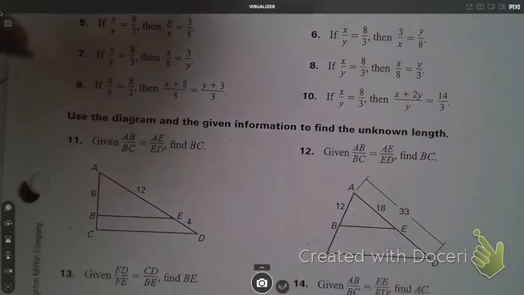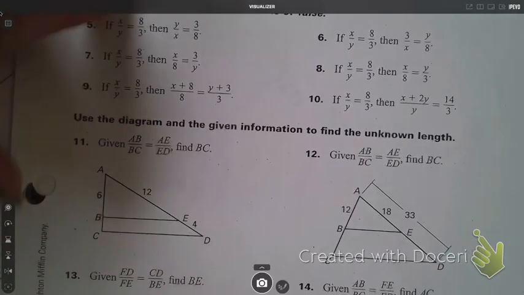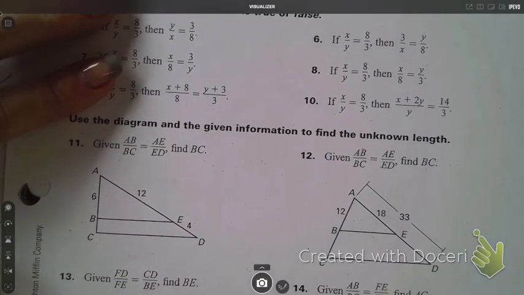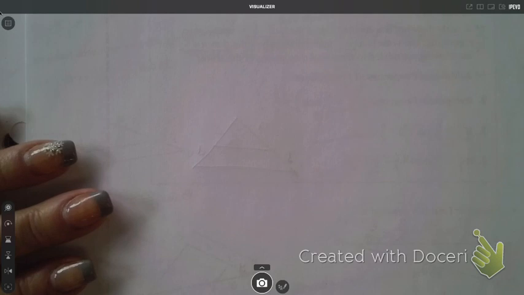I just wanted to go through those with you so you knew what I was expecting. Remember, there is a place in Classroom for your worksheet from yesterday and today.